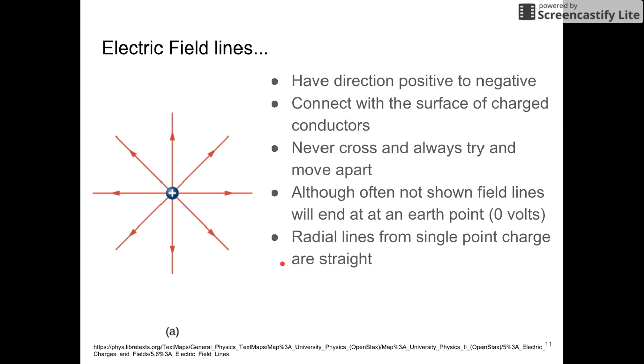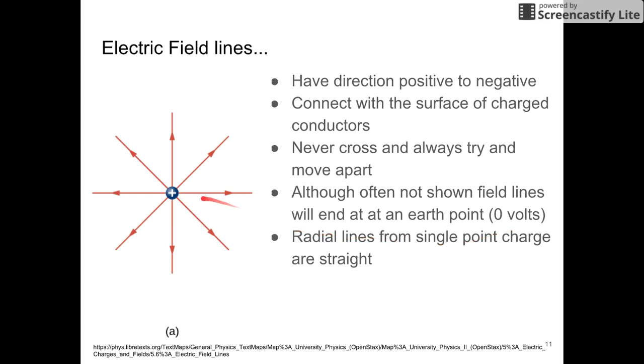In general, the rules for electric field lines is that they do go from positive to negative. Remember, they're not showing the directions of electrons like our current diagrams do in circuits, but they're showing what happens to positive charges. They always connect. Don't leave, if you're drawing these with them hanging in space, they always connect from either one conductor to another or from a conductor to infinity. Because they're always trying to get away from each other, they will never cross, and they should enter the charged surface at 90 degrees. Field lines will always end up with an earth point or infinity, which is got a potential of 0 volts if it doesn't go to a negative.